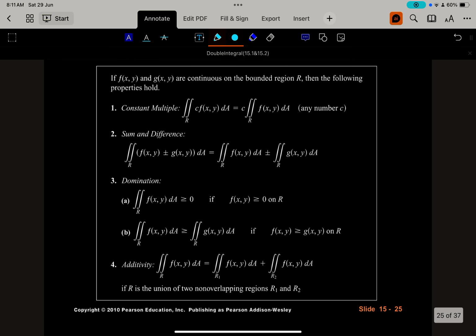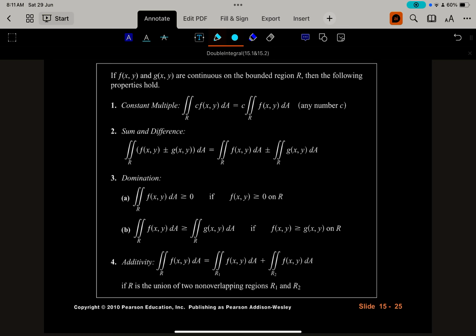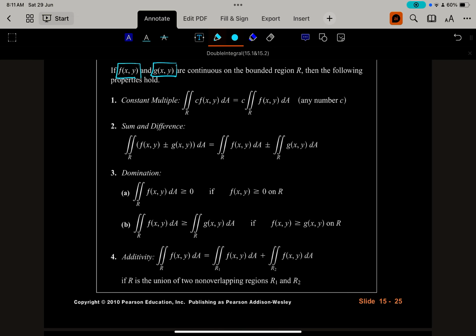And here, okay, so here are some properties of double integrals. Okay, if we have two functions, f of x, y and g of x, y, which are continuous in the bounded region R, then the following properties should hold true. First, we have the constant multiple, and it's basically the same as for regular integrals. If we multiply a function by c, where c is any number, then we can take that constant c out of the integral and evaluate the integral separately. And that's the constant multiple property.